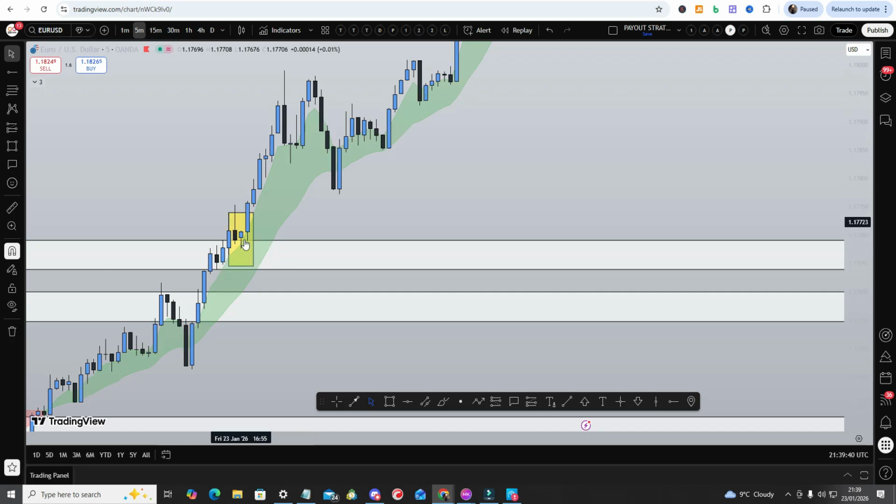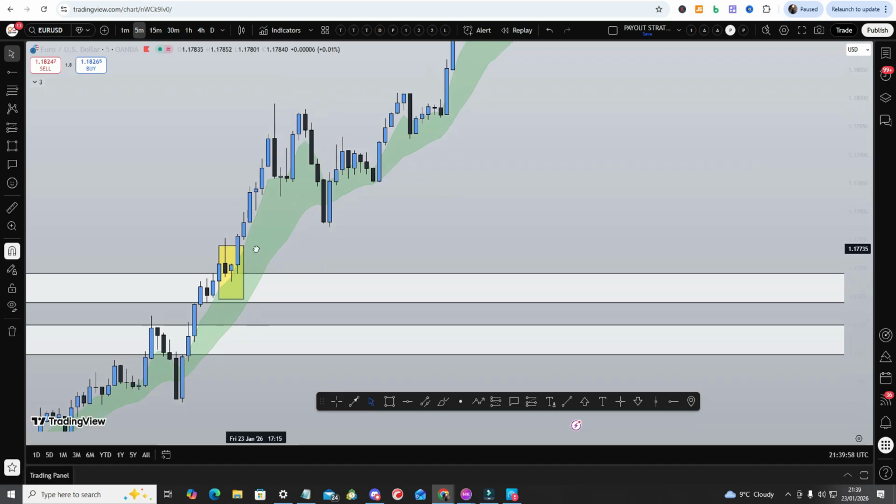Price broke through, came down. A bearish candle that forms above support has no value. Remember that, or less value. A bullish candle that forms below resistance has no value. A bullish candle always needs to form above support. A bearish candle always needs to form below the resistance. Only then does it have true meaning.